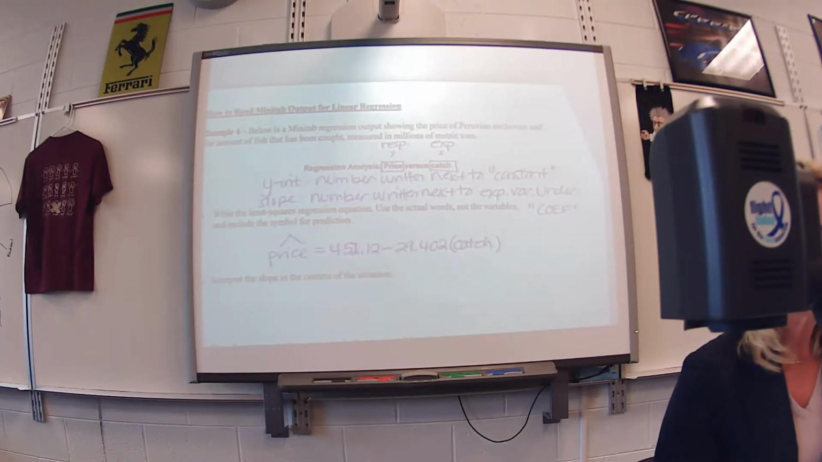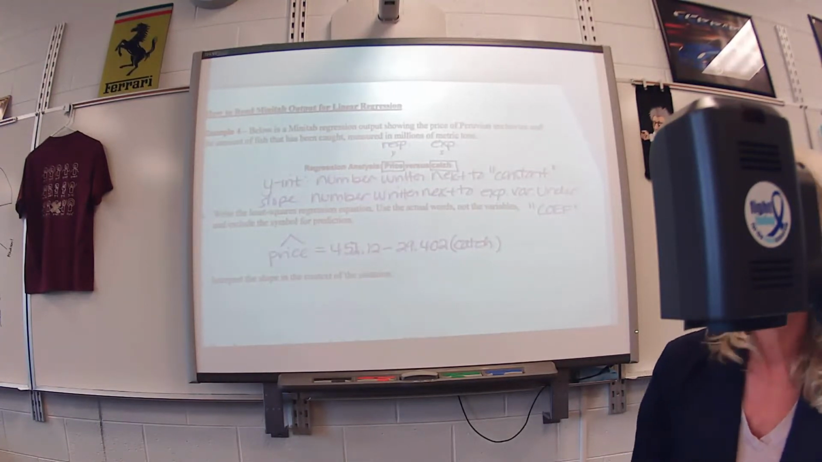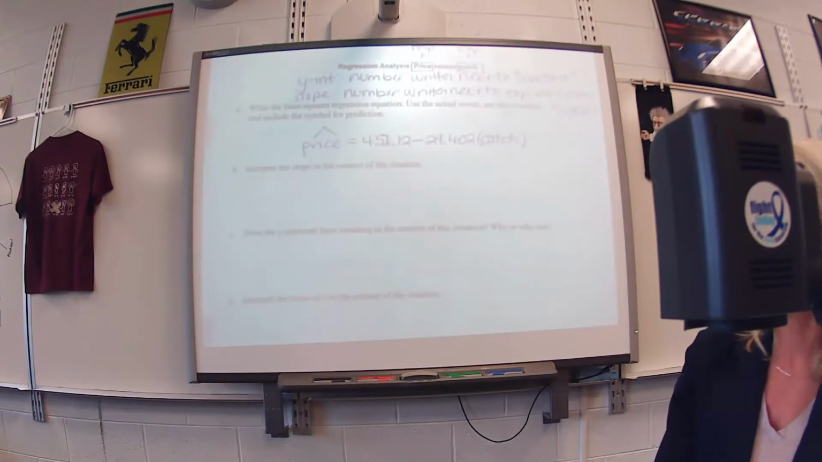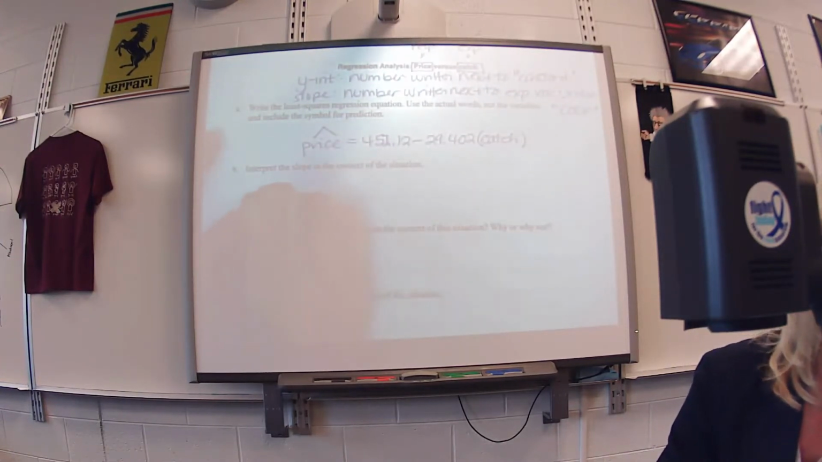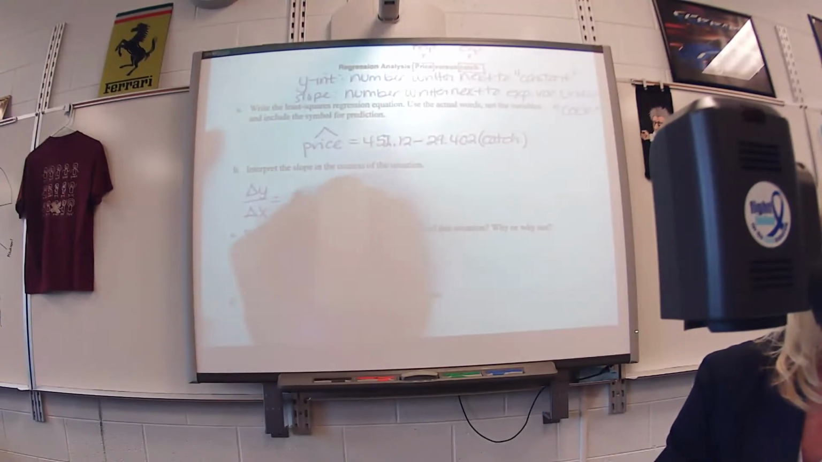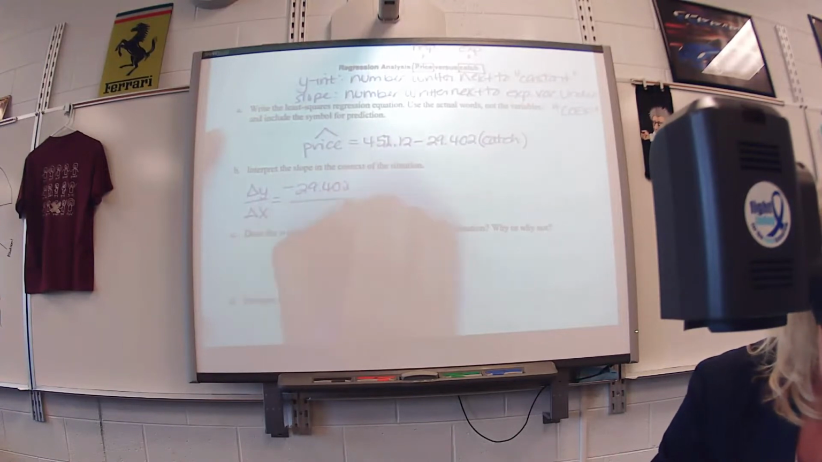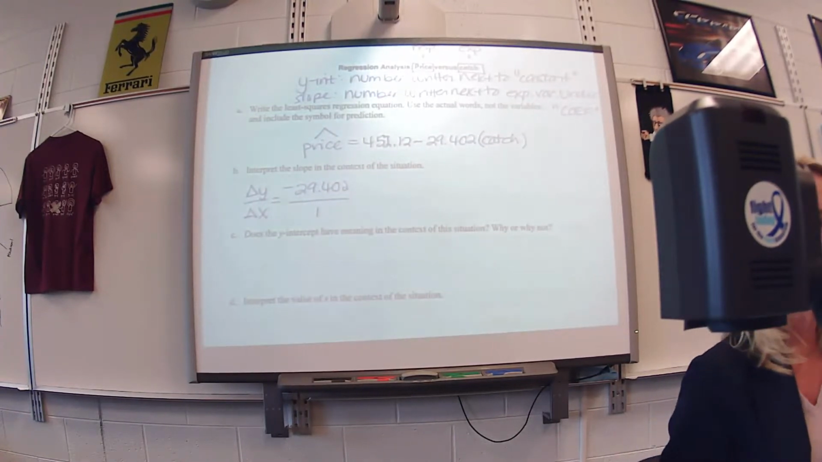On the Minitab output, you just need to learn where to grab the numbers from, okay? Now, to interpret the slope, we did this yesterday. When you interpret slope, go back to algebra. Take your slope, which is negative 29.402, and put it over a 1. And always start with that 1.